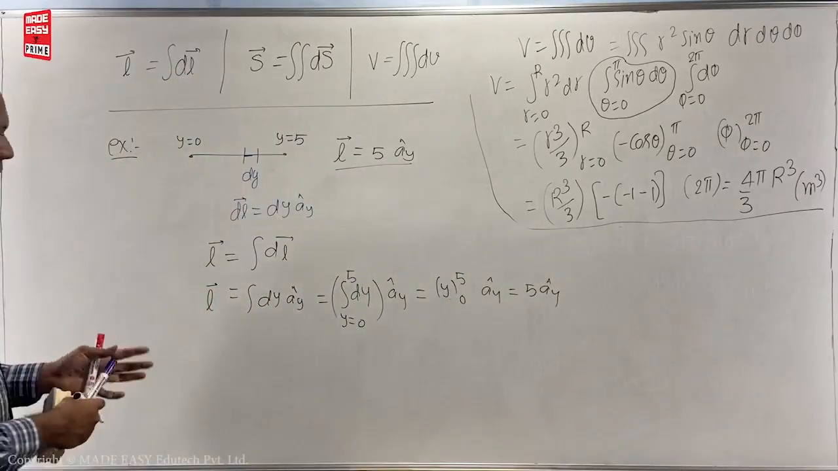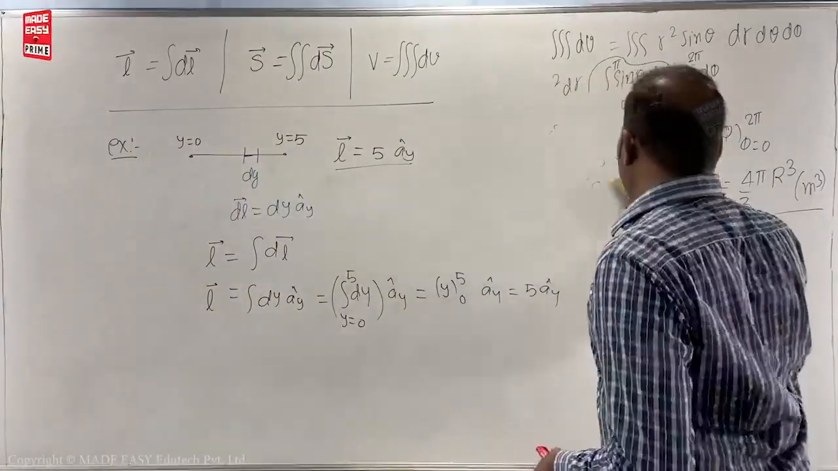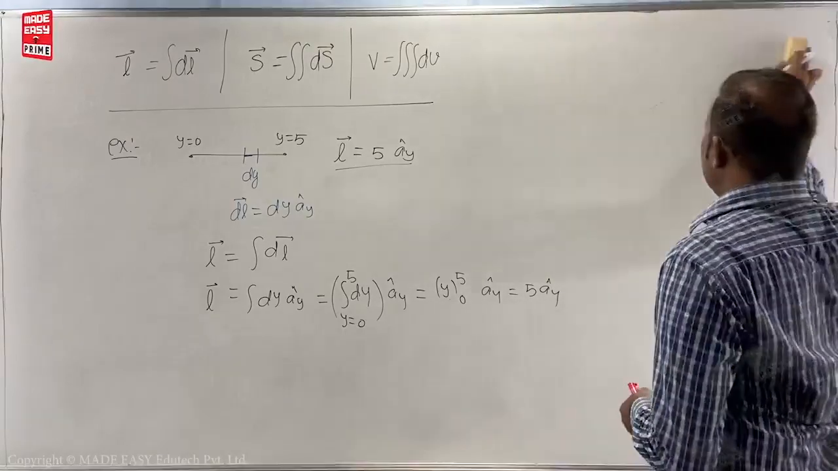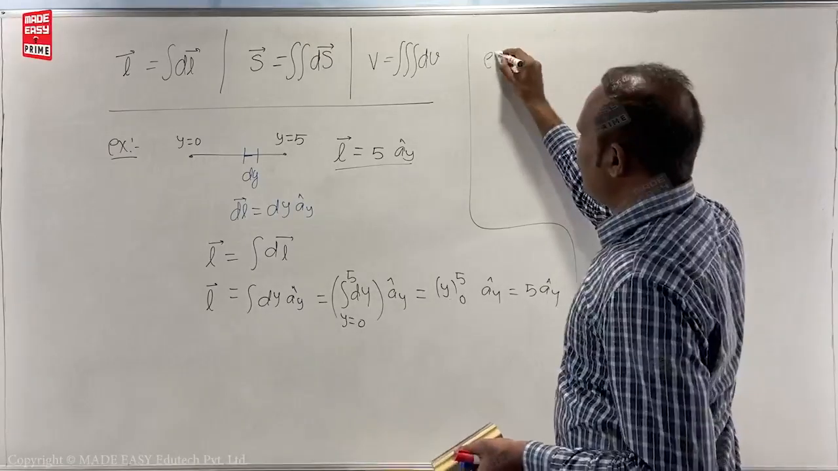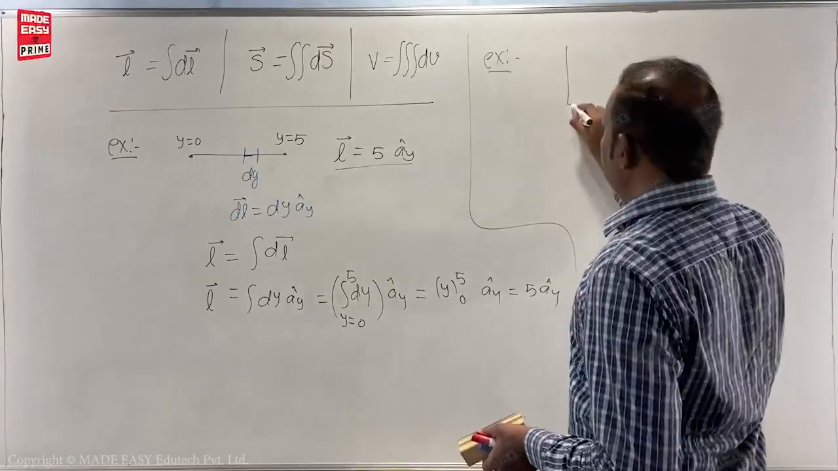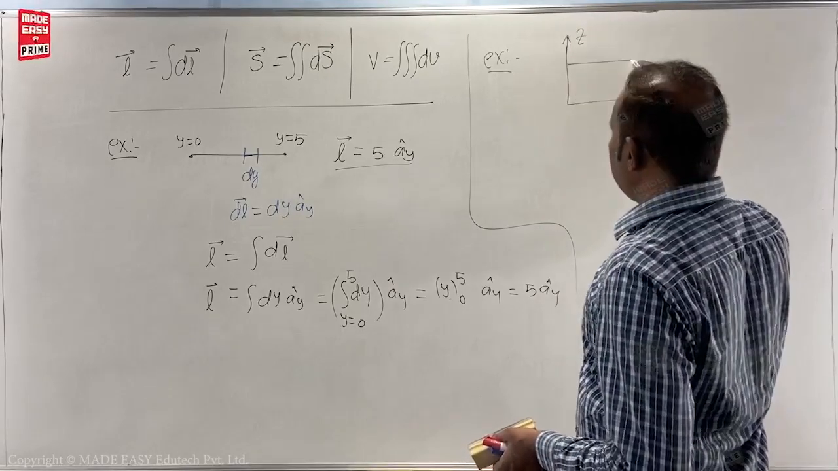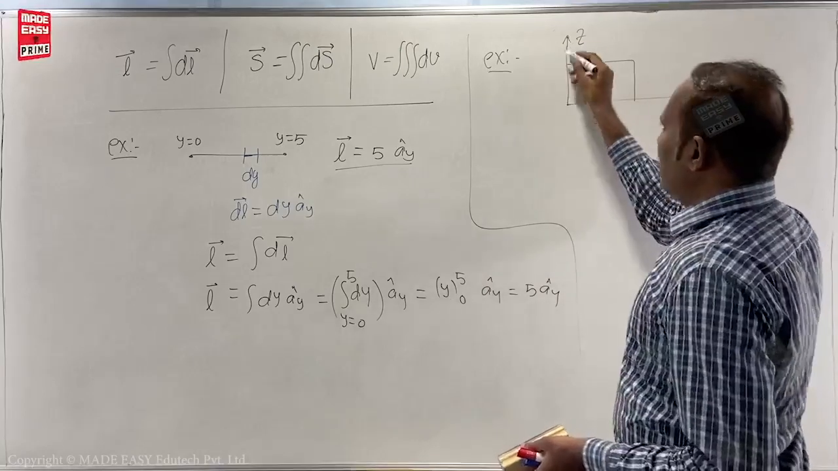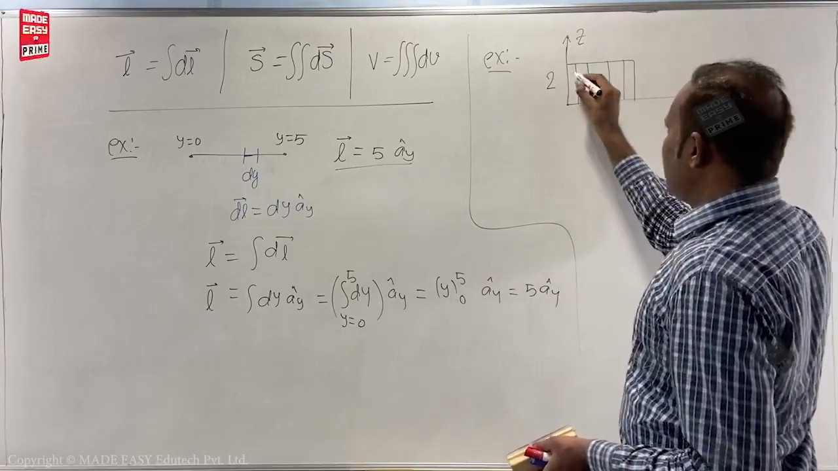So in this way, let us say you have one bigger surface. For that bigger surface, I will take a second example. This is the y-axis and this one is the z-axis. Here one surface is there. The y value is 3 meters and the z value is 2 meters. Like this, one surface is there.